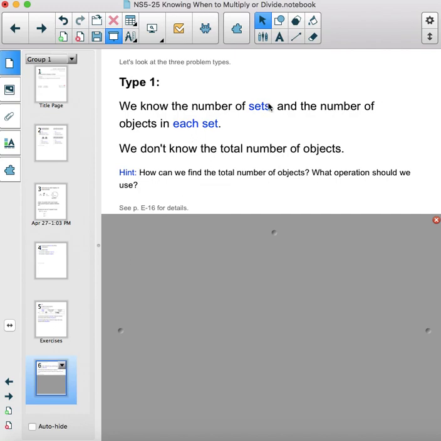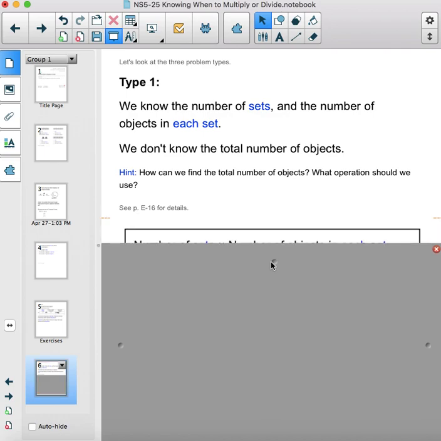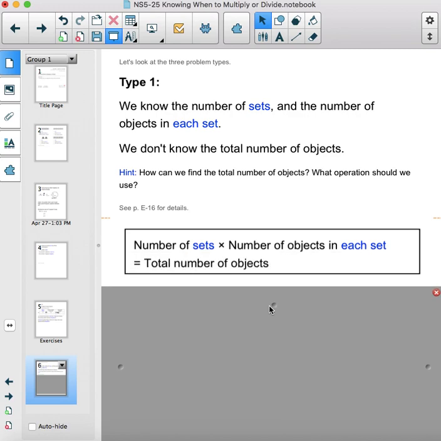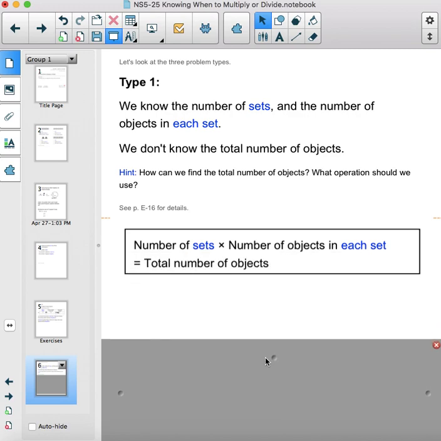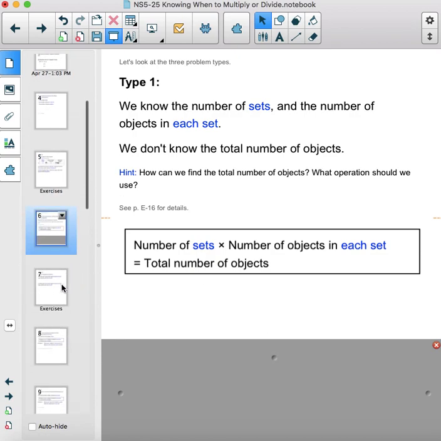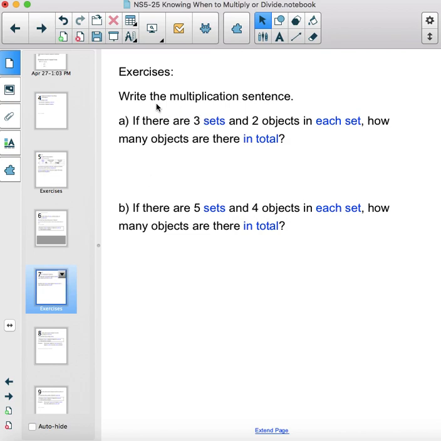Okay, so we know the number of sets and the number of objects in each set, but we don't know the total number of objects. So our numbers can change, and that's where we just figure out if we need to multiply or divide. So the number of sets times the number of objects in each set equals the total number of objects. That's one kind of question we could have. So in that case, we are multiplying. We know there's 3 sets and 2 objects in each set.